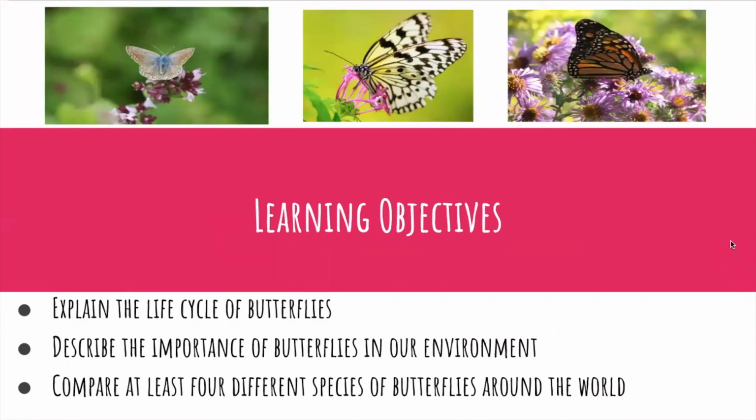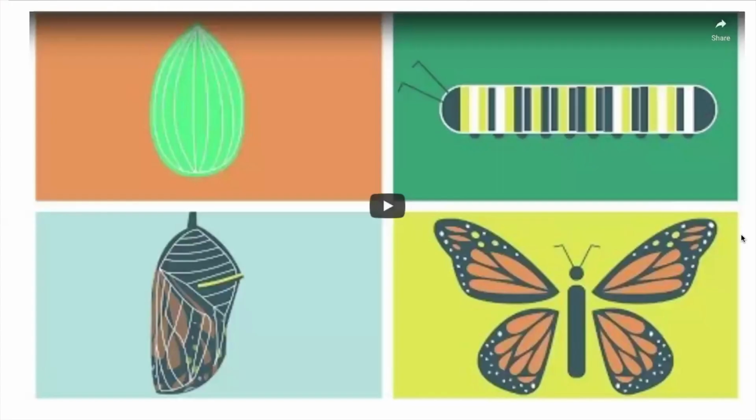At the end of this lesson, you should be able to explain the life cycle of butterflies, describe the importance of butterflies in our environment, and compare at least 4 different species of butterflies around the world. Here we included this short clip explaining and showing what a butterfly's life cycle looks like.